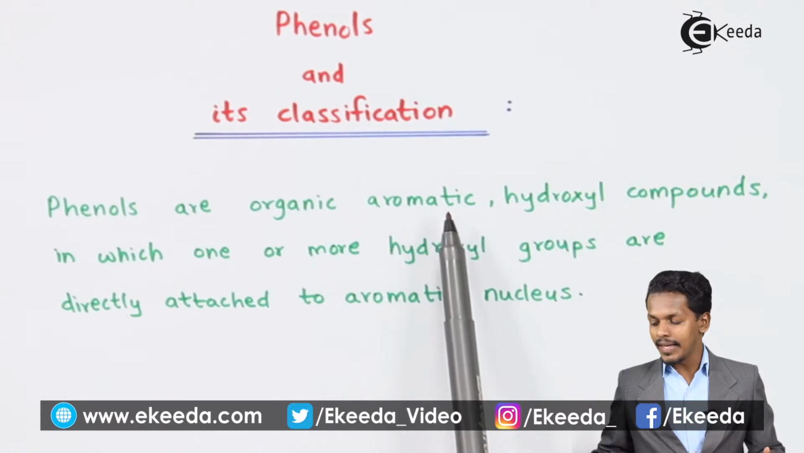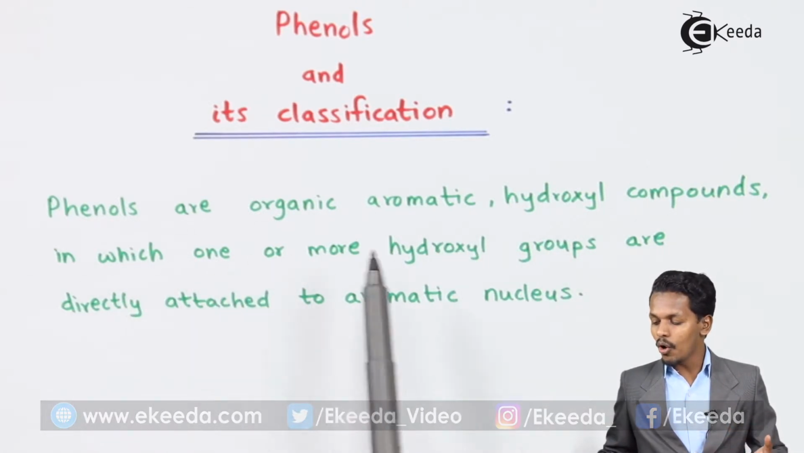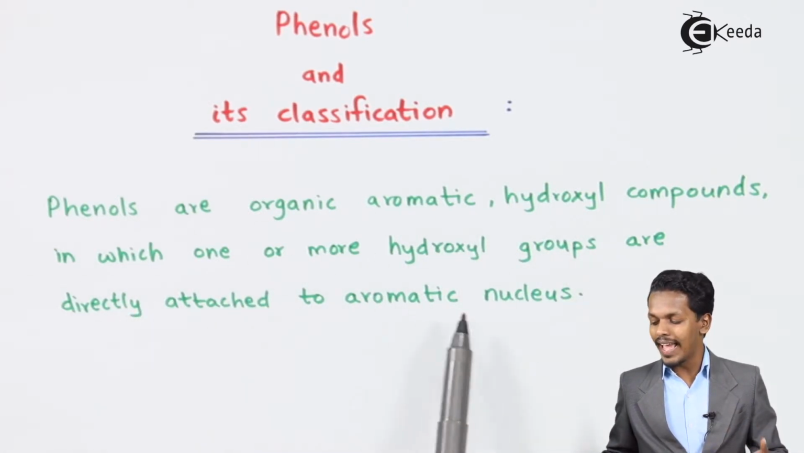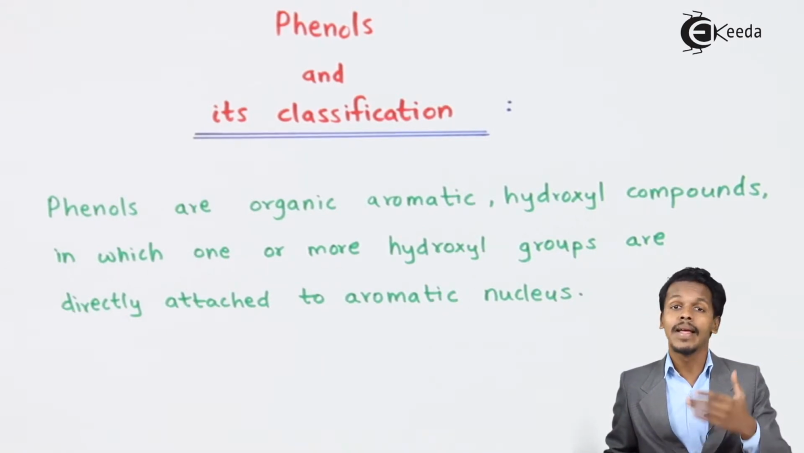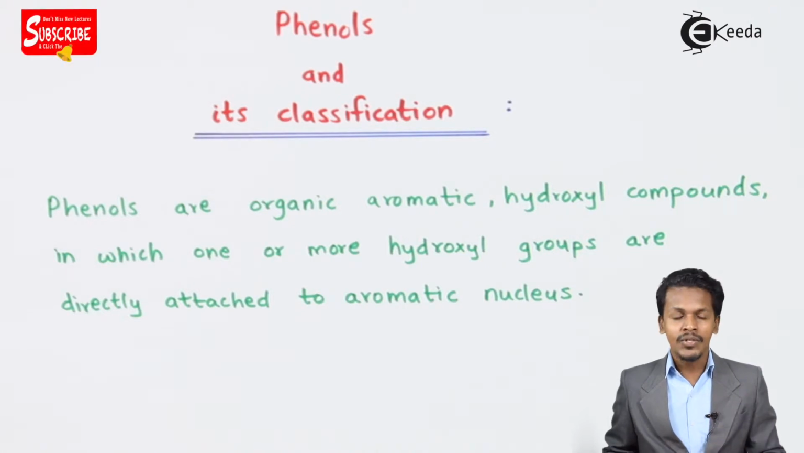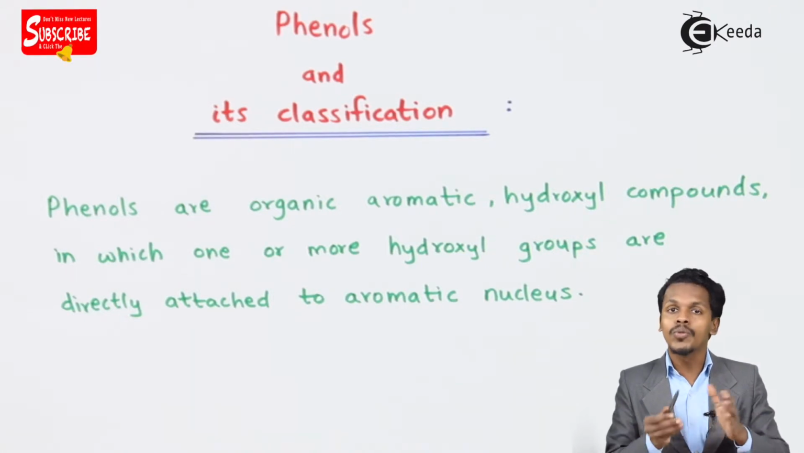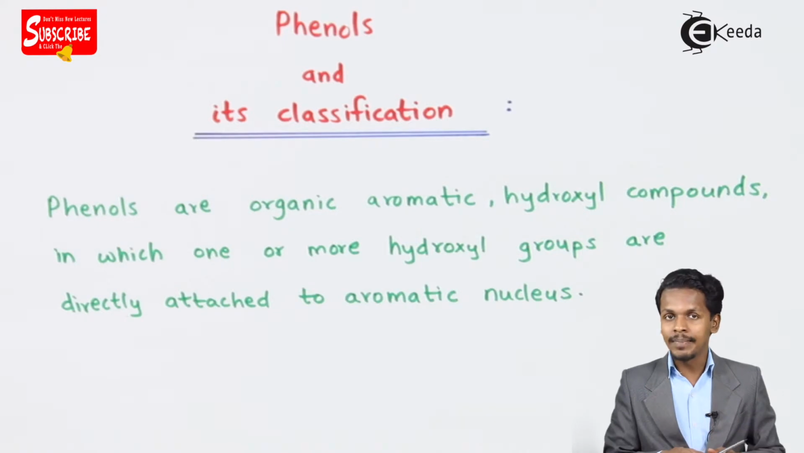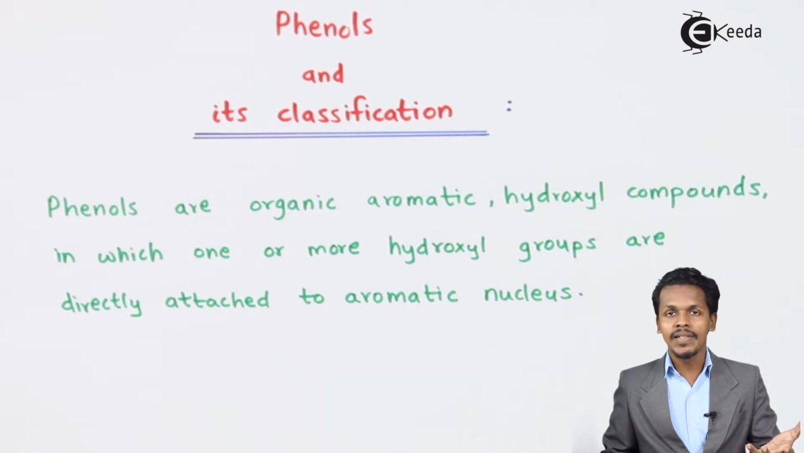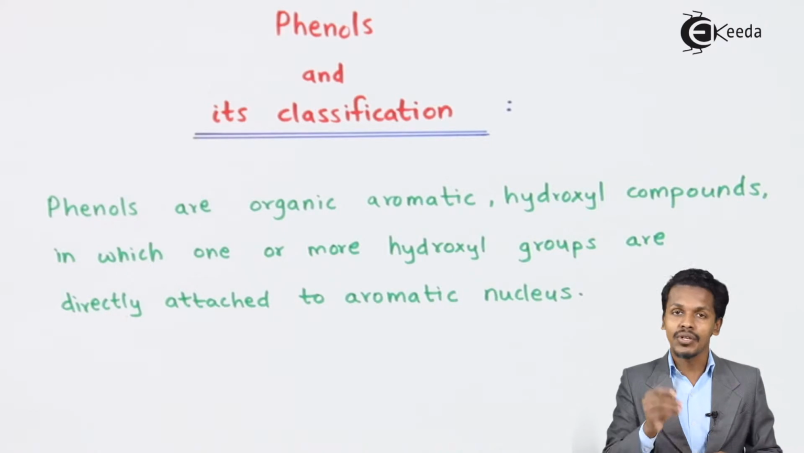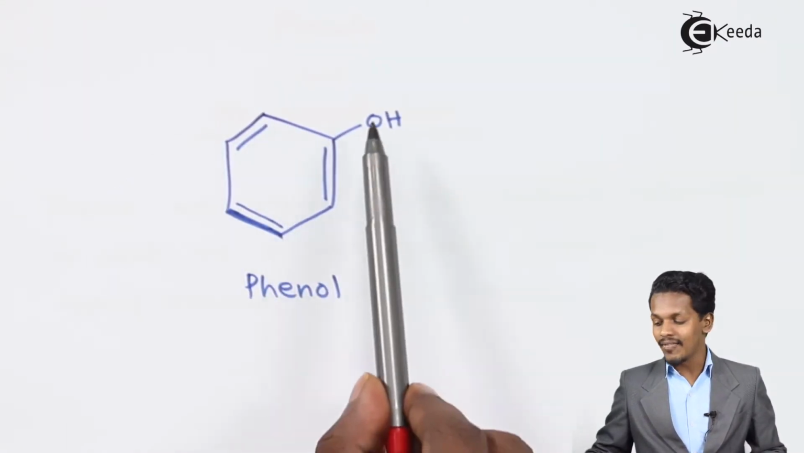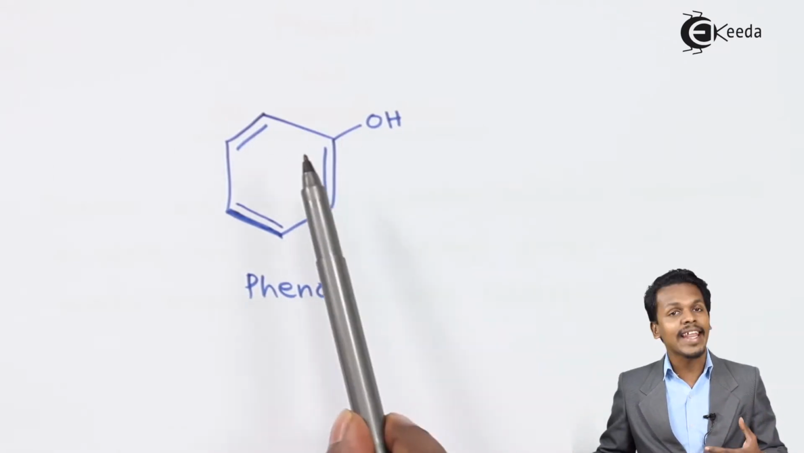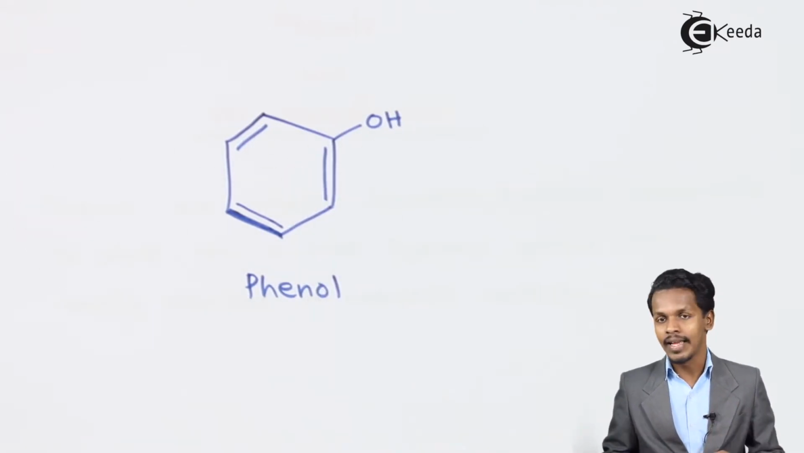Phenols are organic aromatic hydroxyl compounds in which one or more hydroxyl groups are directly attached to the aromatic nucleus. For example, benzene is an aromatic nucleus, or we could say benzene is basically an aromatic compound. It is not only benzene that the OH group can attach to, it can also be naphthalene. Let us understand the structure of phenol first. This is the structure of phenol, where this is the benzene ring and the OH or hydroxyl group is directly attached to the aromatic ring, that is the benzene ring. And this is the reason that it is an aromatic compound.